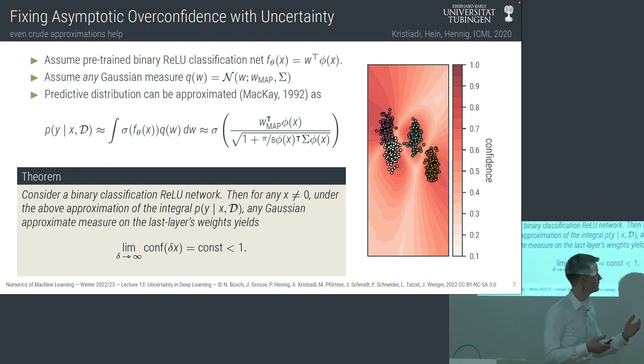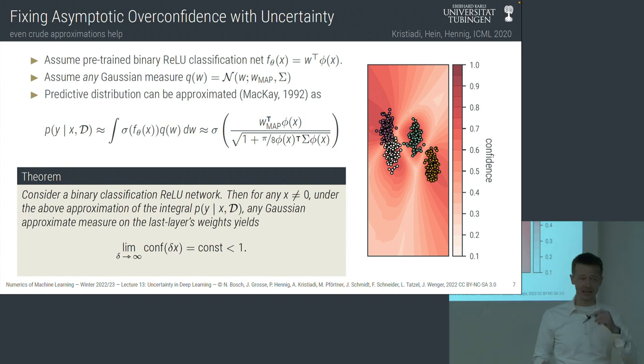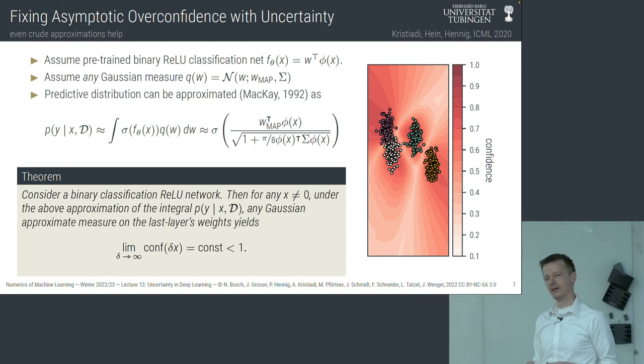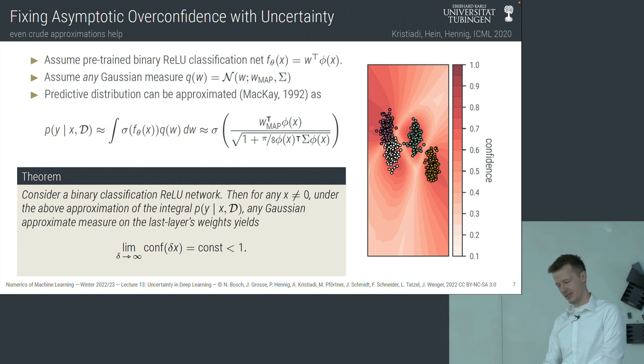The argument has been we should be uncertain, and actually, it doesn't really matter how uncertain we are. As long as we are ever so slightly uncertain, it's going to be fine. But that, of course, is an asymptotic statement. We have to be uncertain in a Gaussian way, or at least in a continuous way that's sufficiently broad. No, yes. So you're saying it has to be a Gaussian.